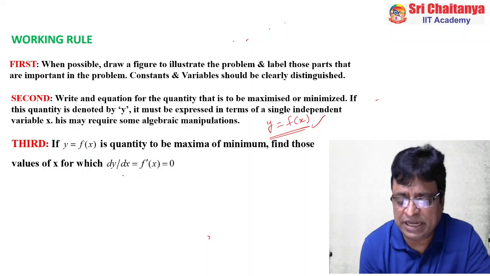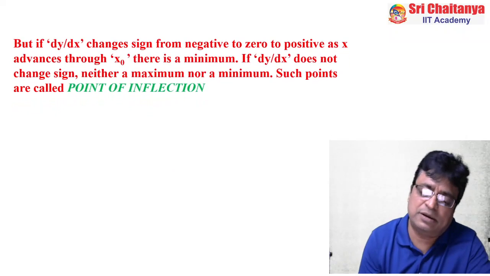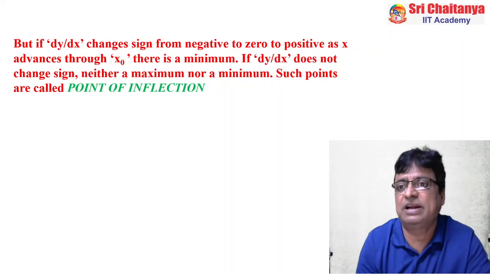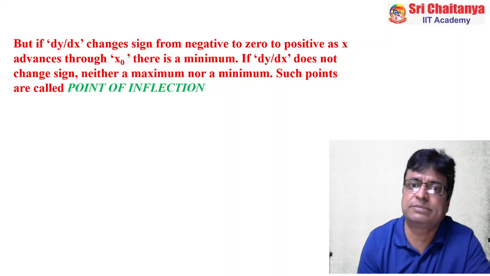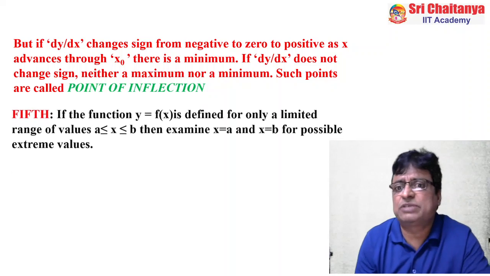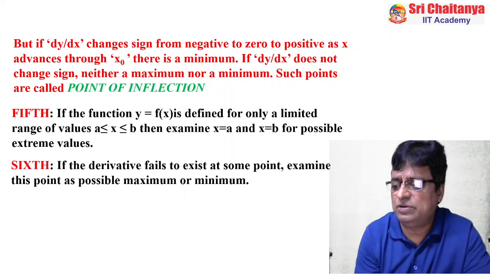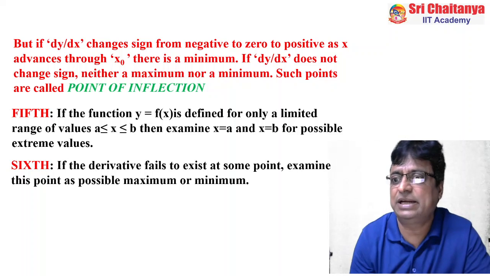Then what to do? Third step: find dy by dx and equate it to 0. If I am equating to 0, what will happen? I will get the points of extremes, or stationary points. The points where dy by dx equal to 0 become stationary points. Okay. So next, what to do? Find all functional values at those points, including end points.